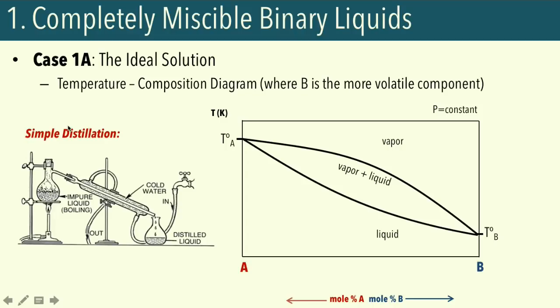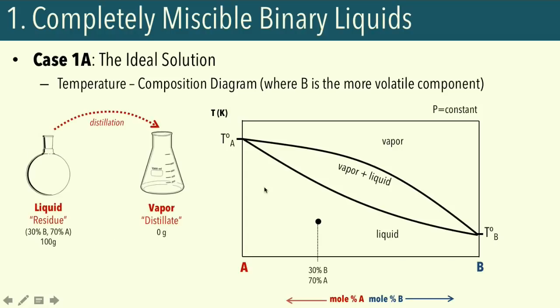We could analyze what happens if we have a liquid and we increase its temperature. Let's use this diagram in order to investigate a sample distillation process. Let's say that we start with 100 grams of a mixture that is 30% by mole B and 70% by mole A. At this temperature, our mixture is just a liquid. But if we start to increase the temperature, say to when we hit the liquid line over here, this is the bubble point. Actually, the liquid line is sometimes called the bubble point line as well.